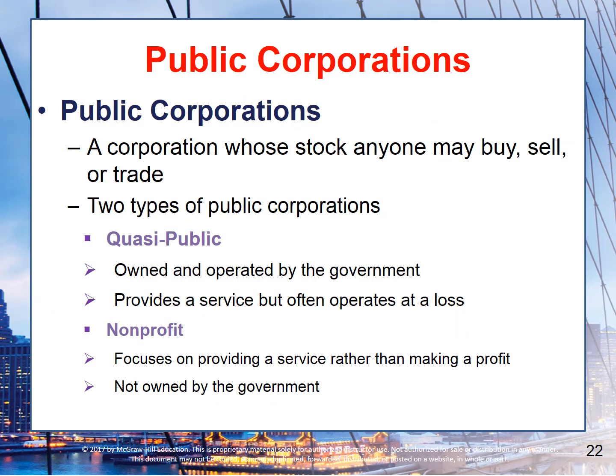A public corporation is a corporation whose stocks anyone can buy or sell or trade. Now, there are two types of public corporations. You have your quasi-public, which is owned and operated by the government. It does provide a service, but often operates at a loss. And then, of course, you have a nonprofit, which focuses on providing a service rather than making a profit, but it is not owned by the government.